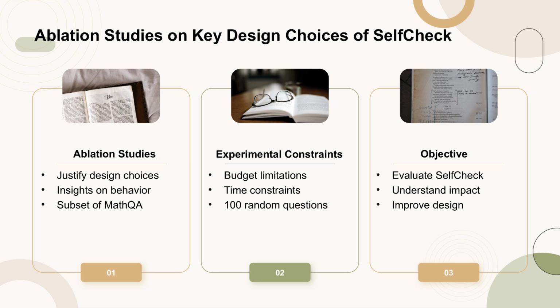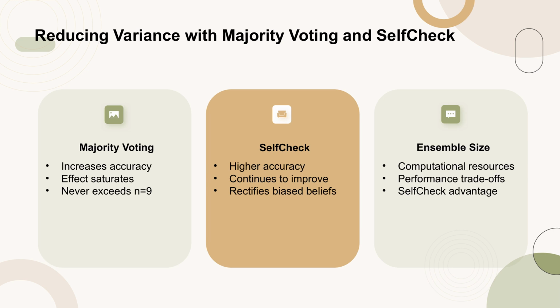for potential improvement. Majority voting is a method used to increase the accuracy of final answers by aggregating multiple solutions. However, this effect reaches a saturation point, as shown in Figure 5, where the accuracy does not exceed that achieved with n equals 9 solutions. In contrast, SelfCheck continues to improve in accuracy as the ensemble size grows. SelfCheck works by adjusting the weights of incorrect solutions, thereby increasing the likelihood of selecting the correct answers, even when their generation probabilities are low. This allows SelfCheck to effectively correct biased beliefs within the ensemble, providing a clear advantage over majority voting in terms of performance and computational efficiency.